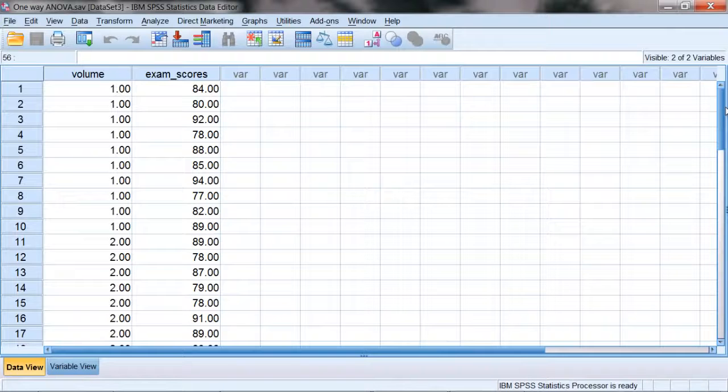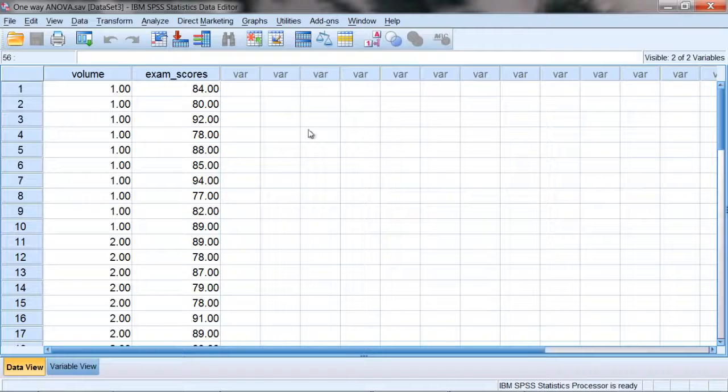In this video, we'll take a look at how to run the one-way ANOVA in SPSS. ANOVA stands for Analysis of Variance, and it's similar to the independent samples t-test in that it is used to compare independent or unrelated groups. But where the independent samples t compares only two groups, the ANOVA can be used to compare 2, 3, 4, 5, 6, or more groups, as many as you need to test.